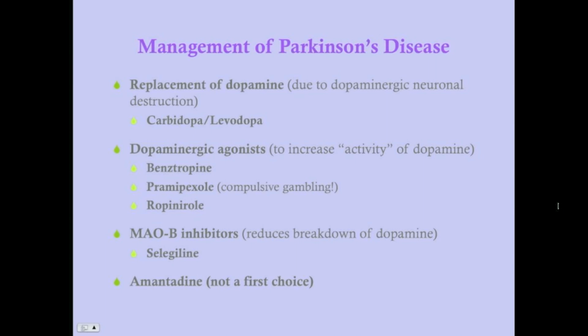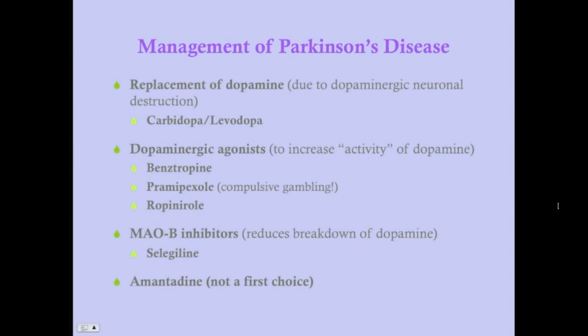And so the management for Parkinson's disease, just as a review, we're getting a little bit of neurology here, is replacement of dopamine, and that's done with carbidopa-levodopa. What that does is help, because you can't just administer dopamine, as it can't cross the blood-brain barrier. So the synergy of carbidopa-levodopa helps the dopamine precursor cross the blood-brain barrier.